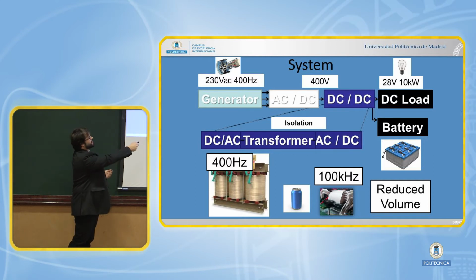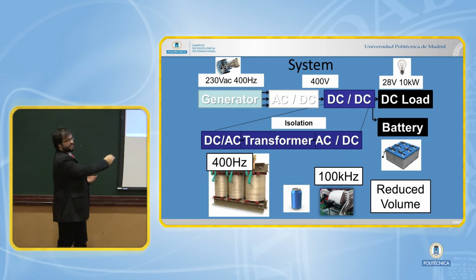For that, usually we have a first stage, which is the AC-DC rectifier, where we rectify the current to direct current, and then we have a DC-DC converter where we can have the exact value of the voltage that we need. And it's in this DC-DC converter that my thesis is about.